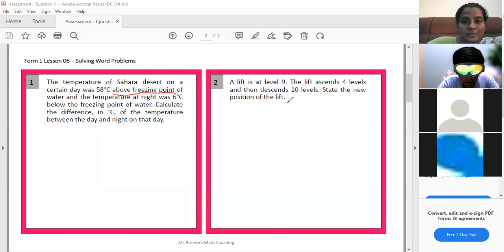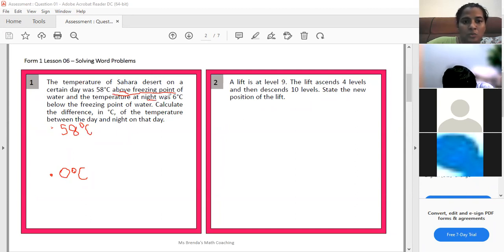That's right. 0. Very good. 0 degrees. So 0 degrees Celsius is when water freezes to become ice. So here in Sahara, on a certain day, the temperature was 58 degrees above freezing point. So this is my freezing point. I put there 0 degrees Celsius. And then today the temperature is 58 above. So this is how it goes, 58 degrees above freezing point.